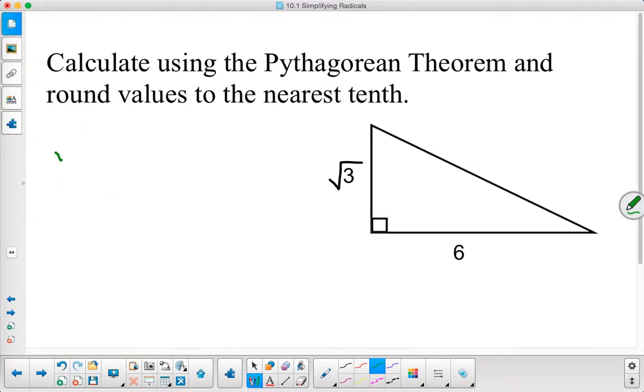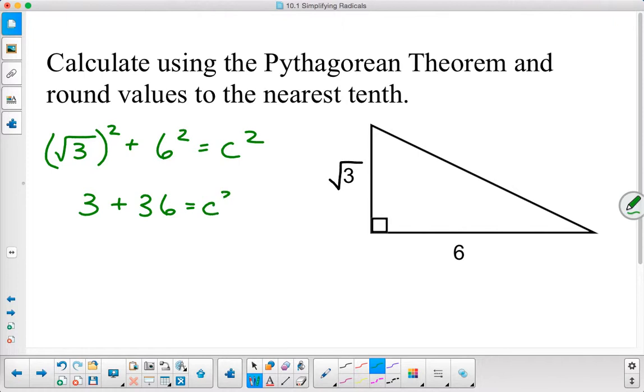A problem with the square root of 3 as a side. It's still a right triangle, Pythagorean theorem. And when you do the square root of 3 squared, that should come out just plain 3. Because you're squaring and then square rooting, those are like opposite operations. They will undo each other. So on this one, c was the square root of 39. That's 6.2. The hypotenuse is the longest side of the right triangle.